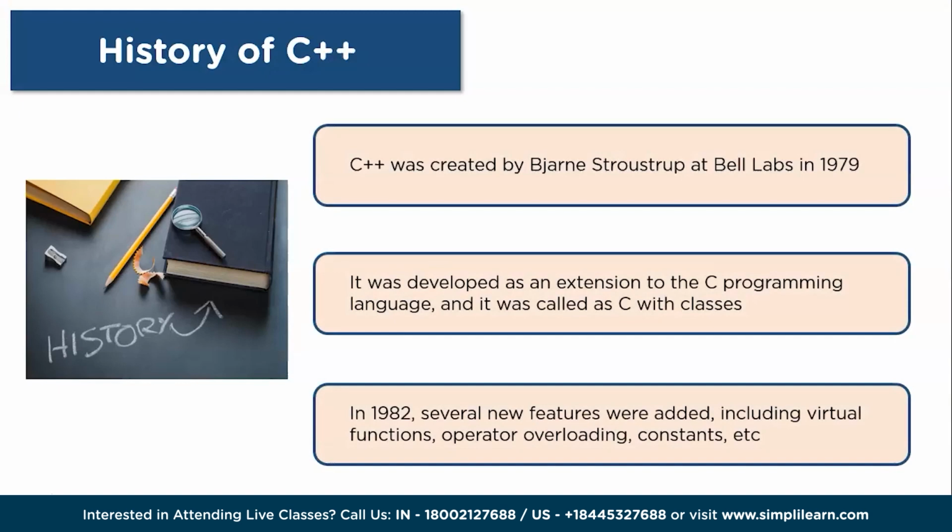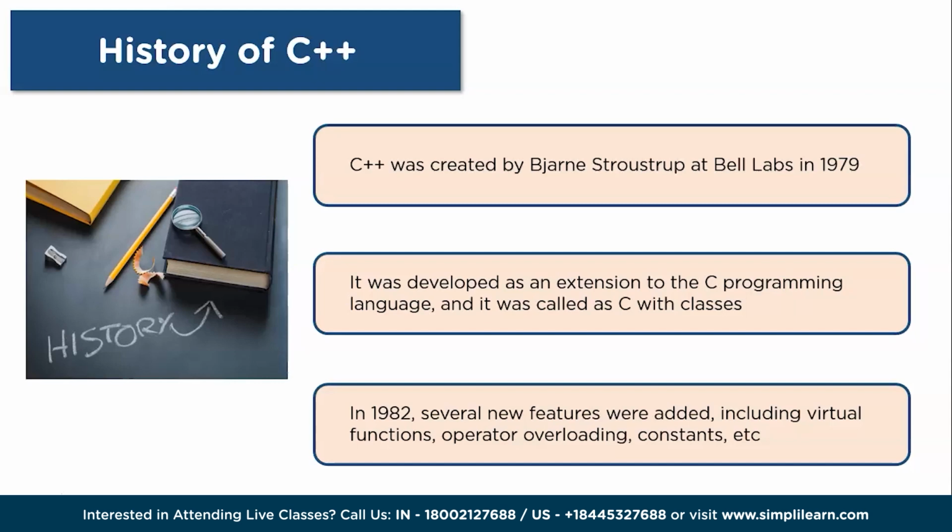So let's go ahead to our first topic, that is the history of C++. C++ programming was created by Bjarne Stroustrup in 1979 at Bell Labs. It was created as an extension to the C programming language. The goal was to add object-oriented features to the C language. And back then, it was called C with Classes.